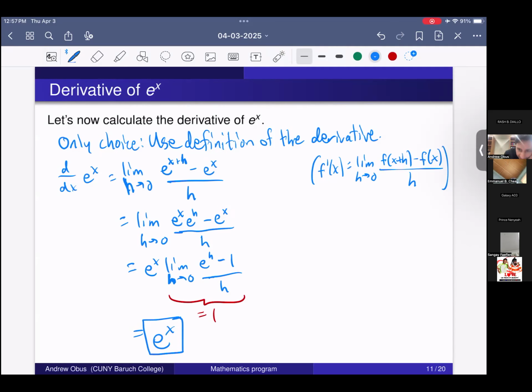Okay, so e to the x is this kind of amazing function that satisfies that its derivative is itself. Okay, so the derivative of e to the x is e to the x. And you do it by using this formula. Of course, you have to be able to evaluate this limit, which is not that easy. So you have to take it on faith for now that this is actually 1.